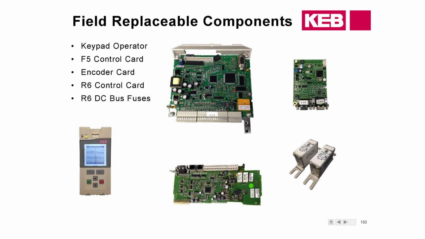So we're going to move on to field replaceable components, things that you can call up the controller manufacturer. If you've got the part number, you can order them and replace them in the field yourself. That's going to be the keypad, the control card, the encoder card, and on the R6, the fuses.